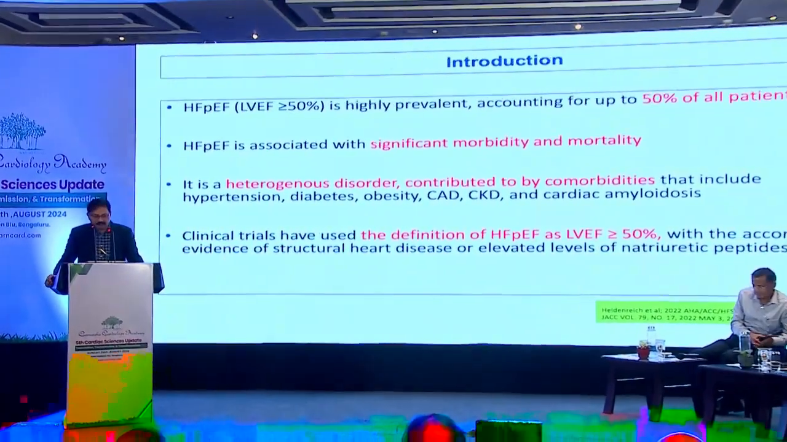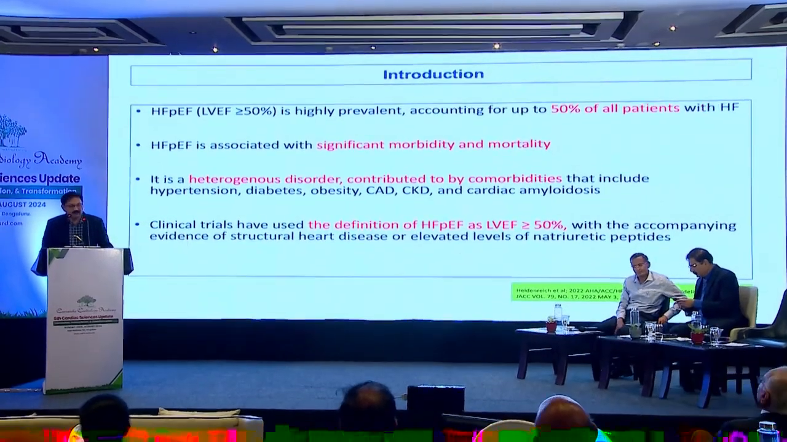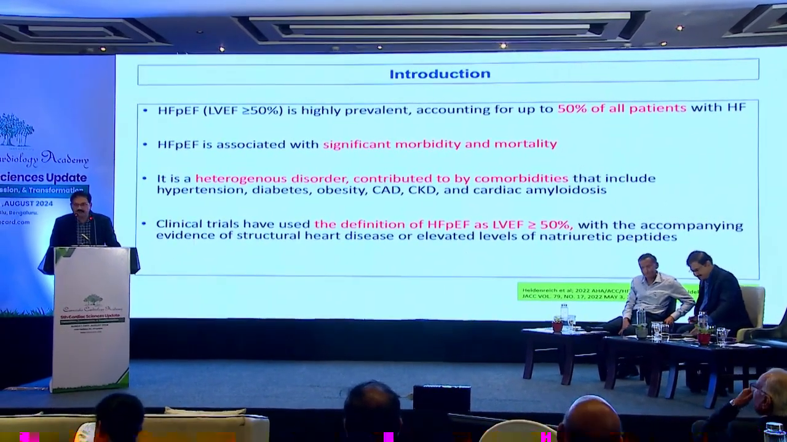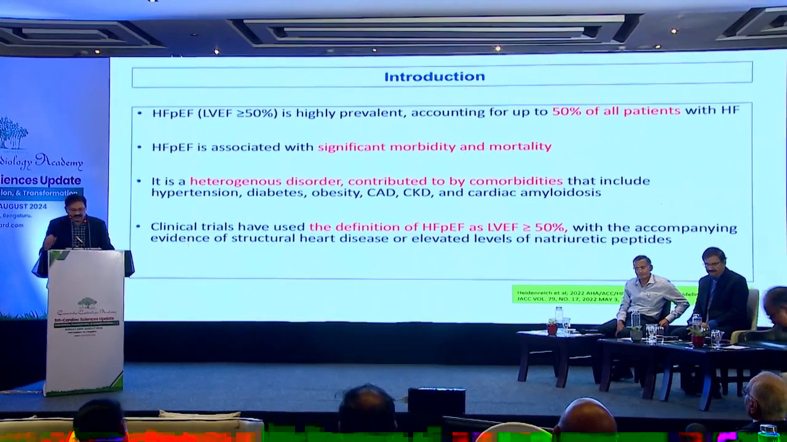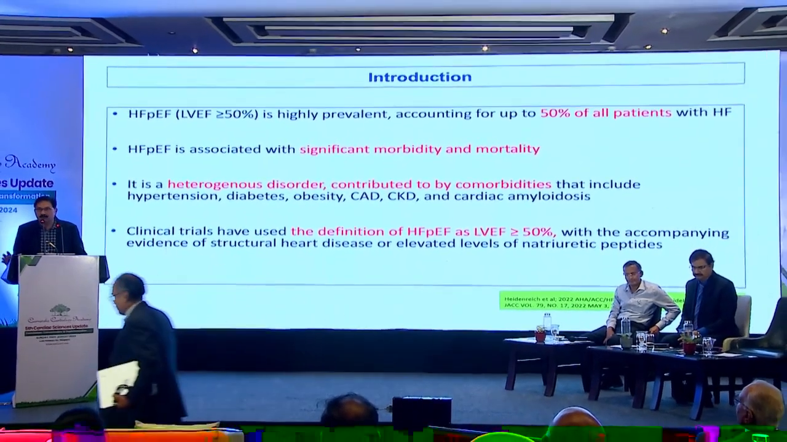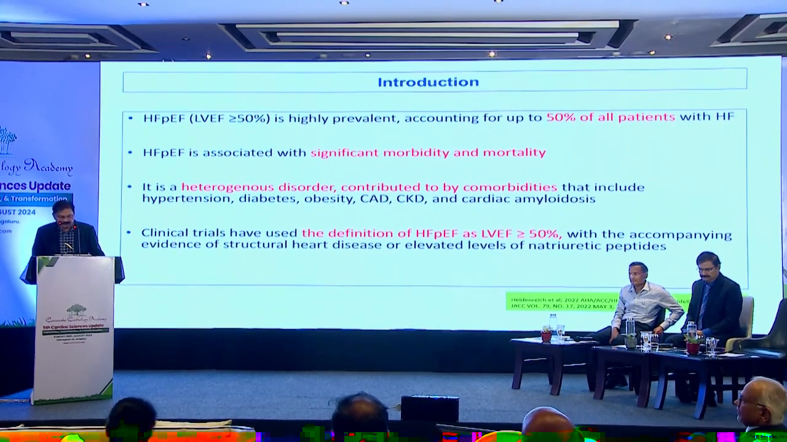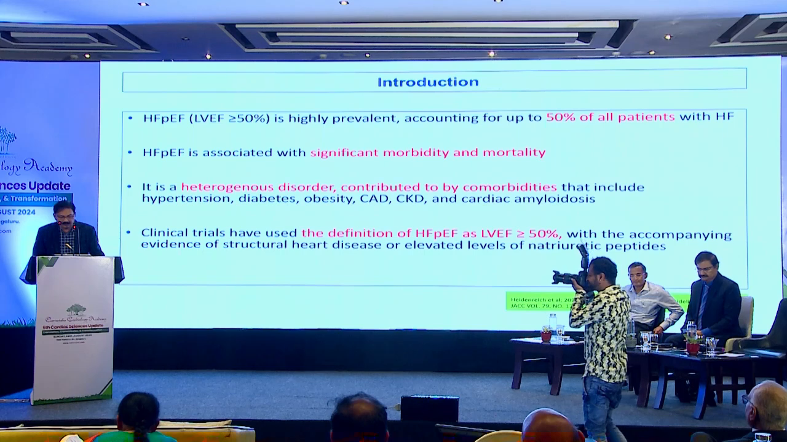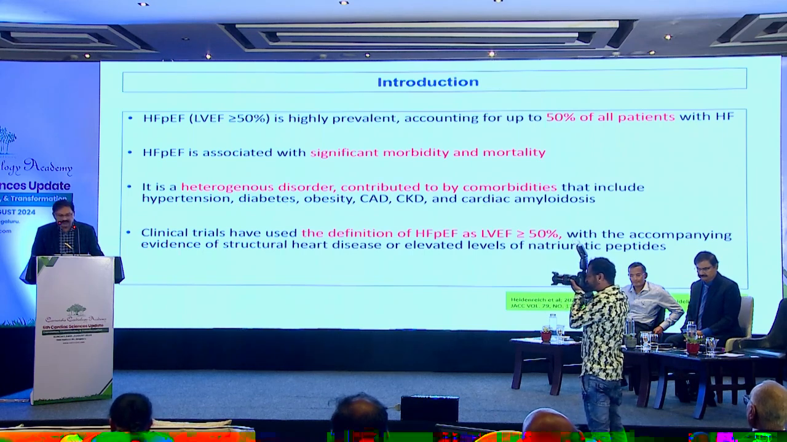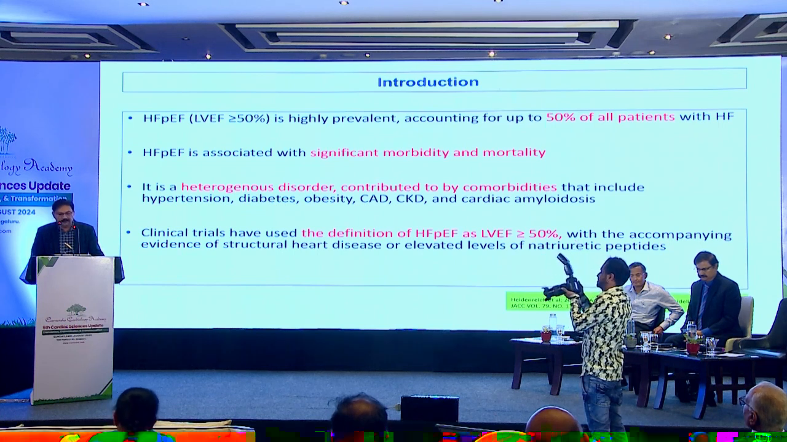So basically, heart failure with preserved ejection fraction comprises nearly 50% of the population of heart failure patients. Significant mortality and morbidity. The only catch is that it's a heterogeneous disorder. You have multiple comorbidities and multiple variables, all culminating as heart failure with preserved ejection fraction. Clinical trials have used the definition of heart failure with preserved ejection fraction as LVEF more than 50% with accompanying evidence of structural heart disease or elevated natriuretic peptide levels.